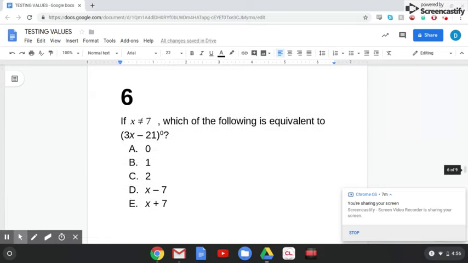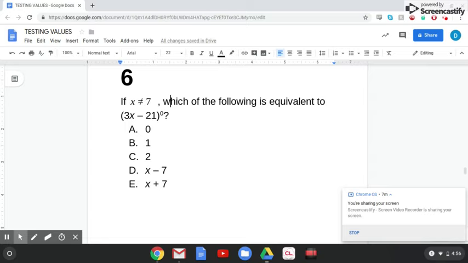Number 6, if x doesn't equal 7, which of the following is equivalent to 3x minus 21? Well, this is an easy one. Let's just pick a value for x and plug that into our calculator. So let's just say x is equal to 2. And if we plug that into our calculator, now be careful with the parentheses here, but if you plug that into your calculator, just like it's written right there, and then raise to the 0 power, you should get 1. And the reason for that is that anything to the 0 power is equal to 1. And so no matter what you plug in here for x, that should get you 1.